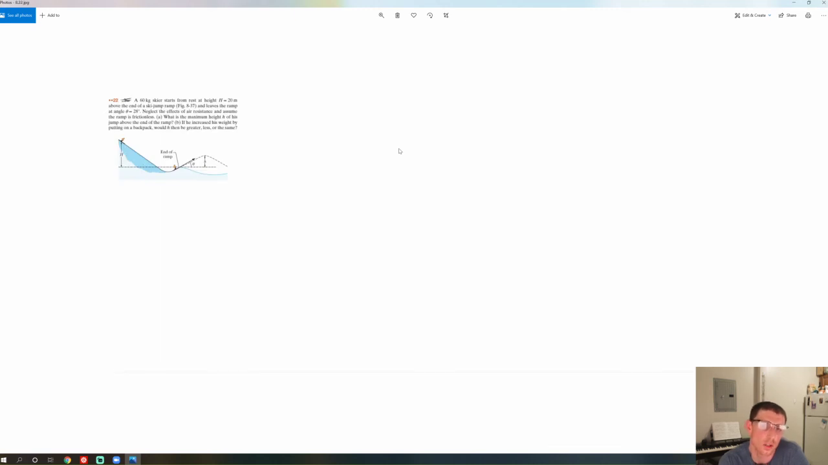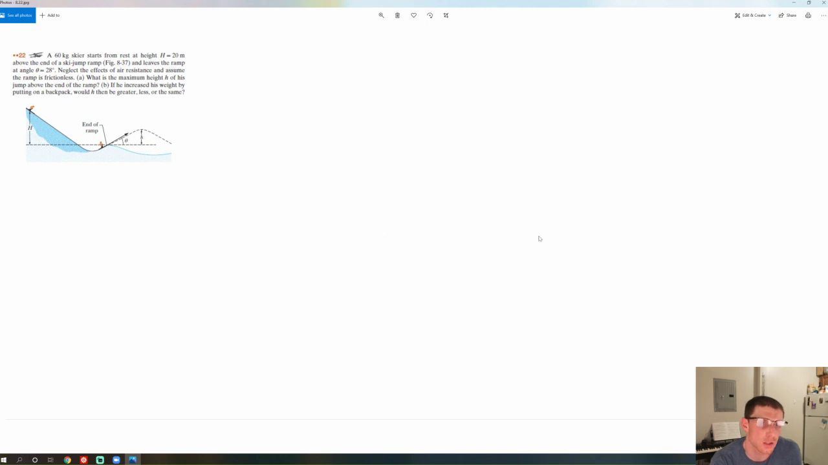There we go. So this is the last one that we want to do, and it looks probably like it's kind of involved, but it's really not that bad actually. Okay, so this is chapter 8, number 22. A 60 kilogram skier starts from rest at a height big H equals 20 meters above the end of a ski jump and leaves the ramp at an angle theta equals 28 degrees. Neglect the effects of air resistance and assume the ramp is frictionless. What is the maximum height h of his jump above the end of the ramp? If he increased his weight by putting on a backpack, would h then be greater, less, or the same?